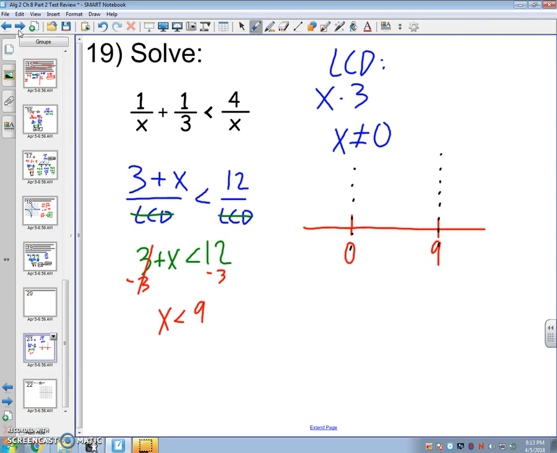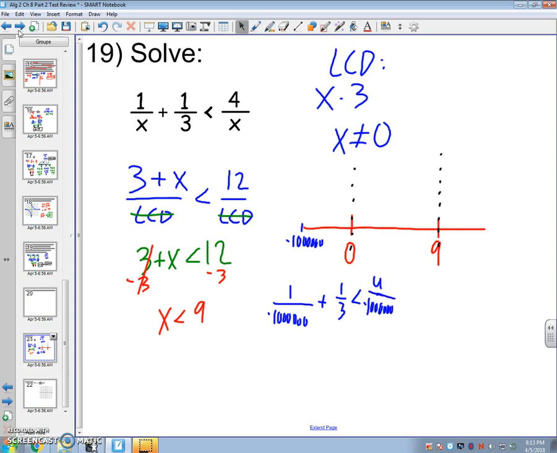Let's see how good y'all are. I'm going to try the number -1,000,000, or maybe negative infinity. Alright, so I pick one way out here. Let's say it's -1,000,000. And I plug it into the original problem: 1 over -1,000,000 plus 1 over 3 is less than 4 over -1,000,000.